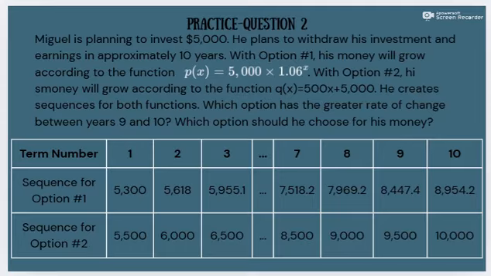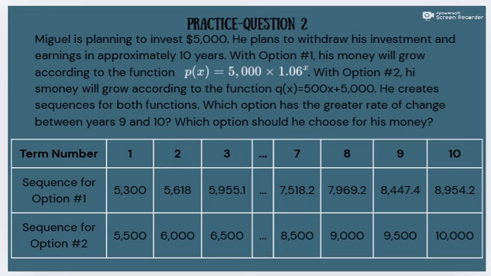With option number 2, his money will grow according to the function q of x equals 500x plus 5,000. He creates sequences for both functions. Which option has the greater rate of change between years 9 and 10? Which option should he choose for his money? So this one, they flipped it. The linear equation is on the bottom and the geometric is on the top. So that's the only thing to watch, okay?